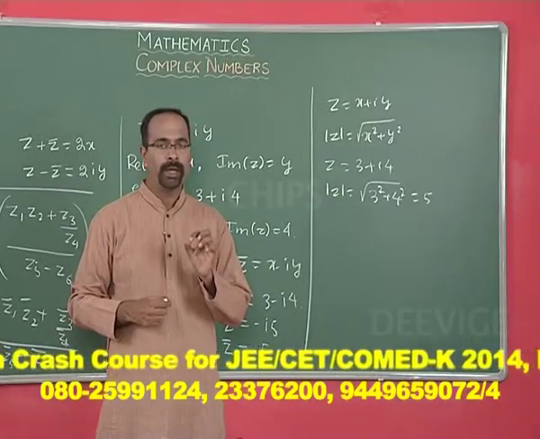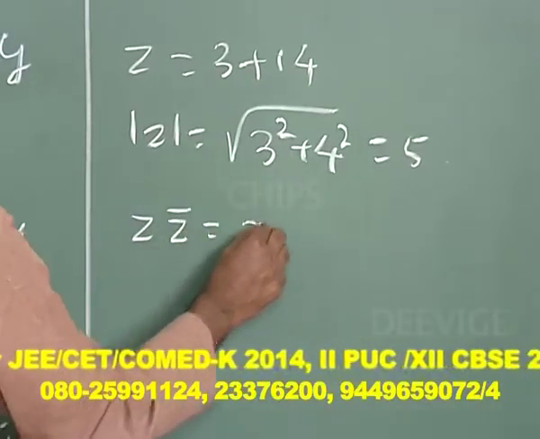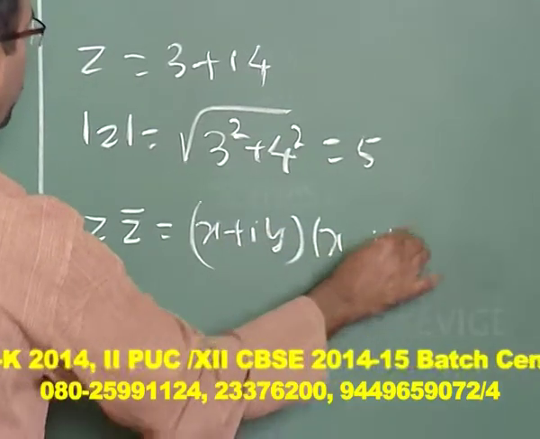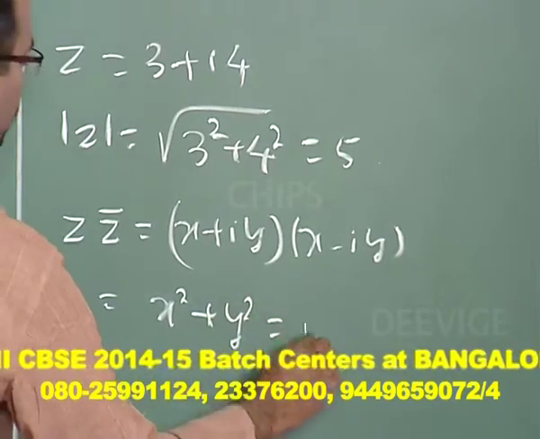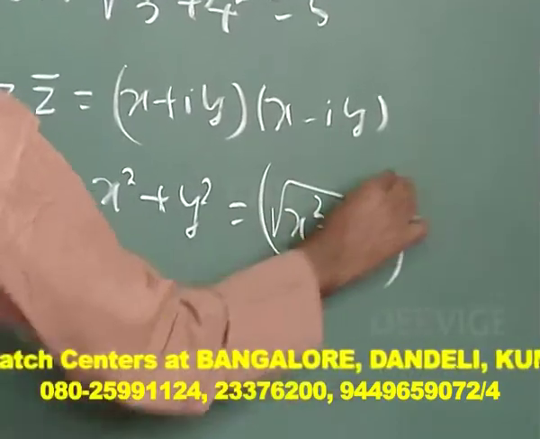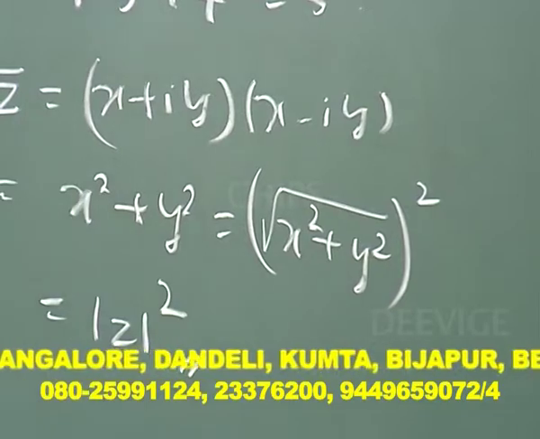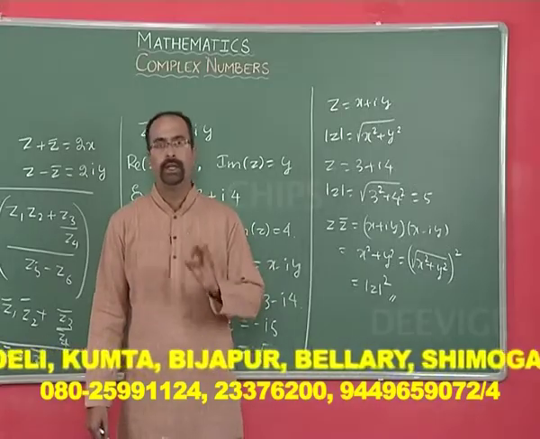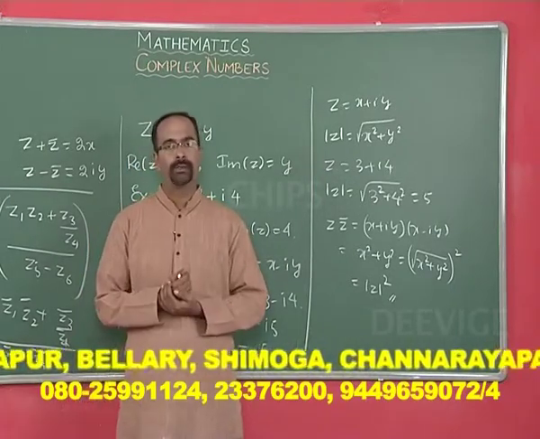And you can observe one thing. Z into Z bar is always given by x plus iy into x minus iy, that is equal to x square plus y square. No doubt that is equal to root of x square plus y square whole square, that is equal to mod Z square. So one very important property which relates a complex number, its conjugate and also its modulus is Z Z bar is equal to mod Z square.